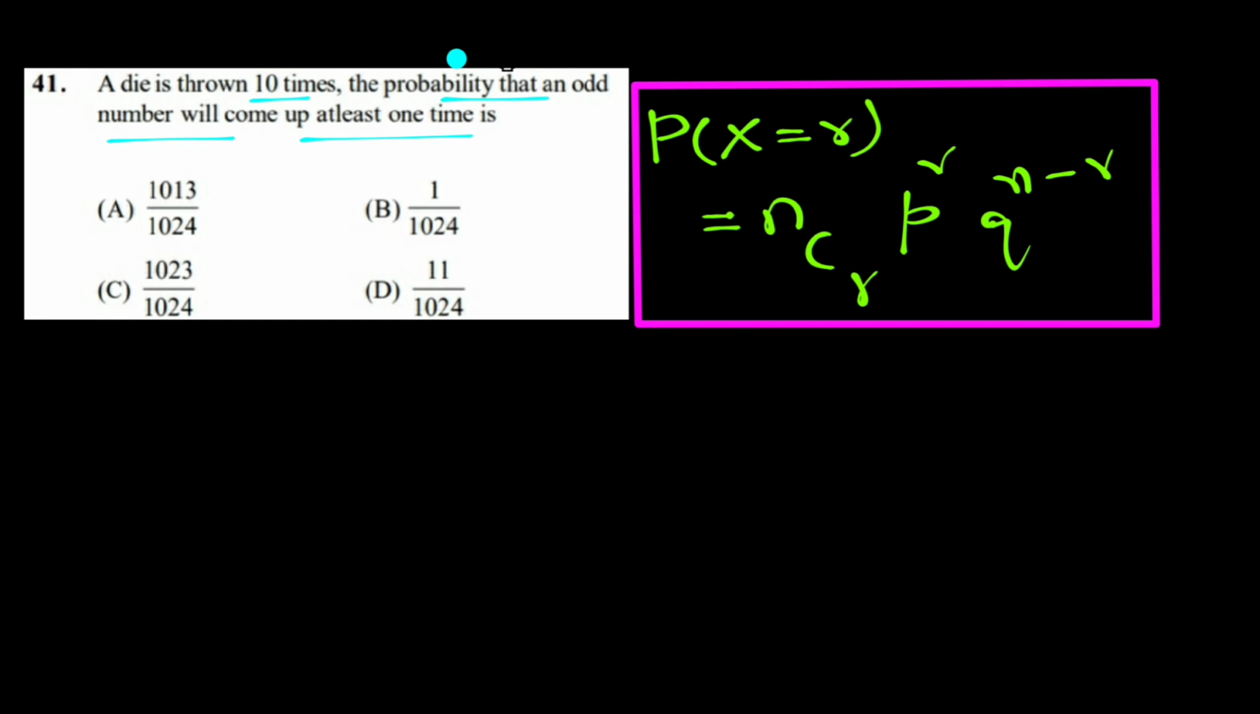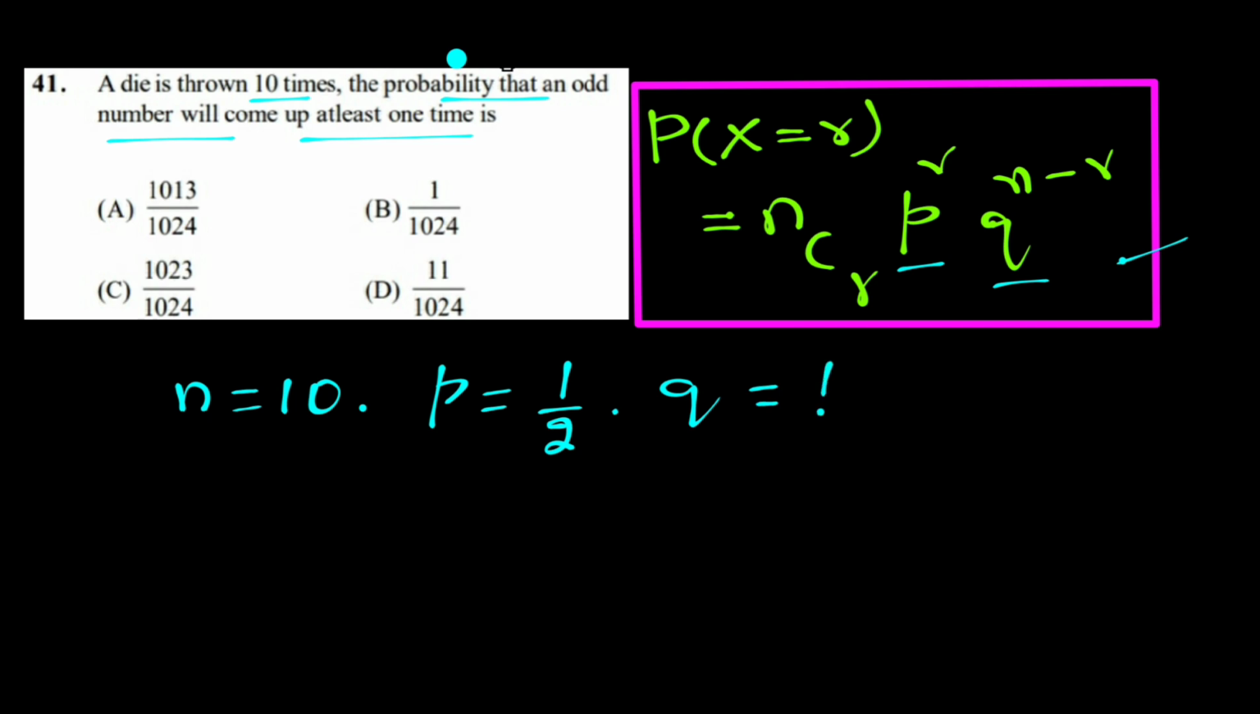For that purpose I'll use the formula P of X equal to R is equal to nCR P power R Q power n minus R. Here n is the number of times, 10 times. Next P is getting an odd number, 1 by 2. Next Q is getting an even number, 1 by 2. So now we have to find the at least one time odd number.